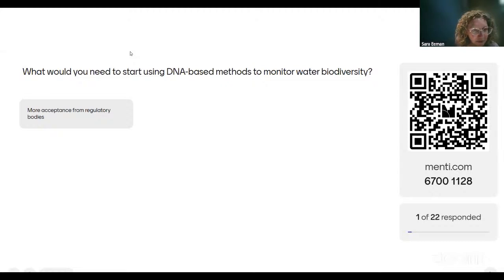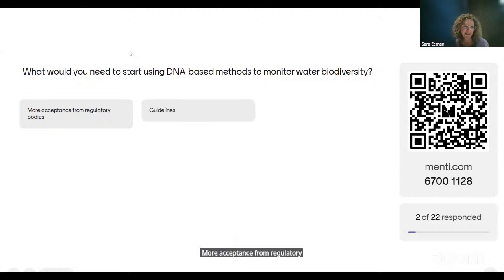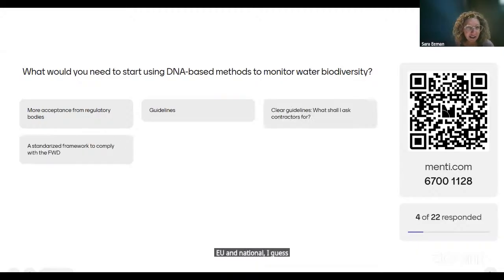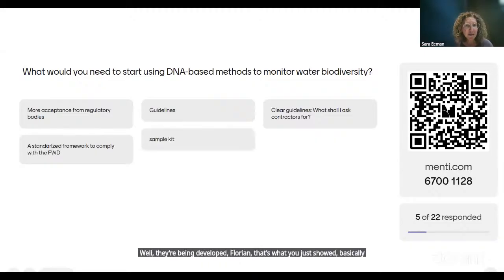More acceptance from regulatory bodies. So that's EU and national, I guess. Guidelines, well, they're being developed, Florian. That's what you just showed, basically. Can they be found already somewhere?